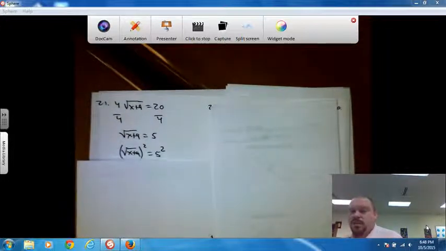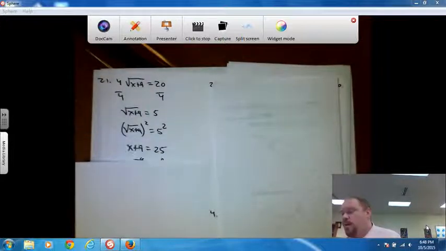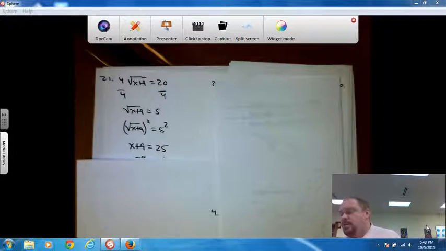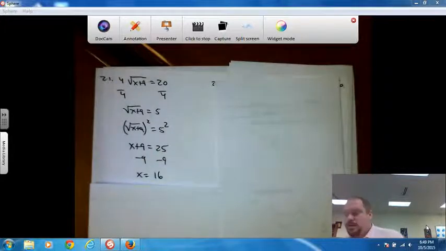So that's what I did there. The square and the square root cancel each other out. 5 squared is 25, so I'm going to subtract 9 from both sides. I get x equals 16. And if you plug 16 in for x, you're going to find out that it does indeed work as a solution.